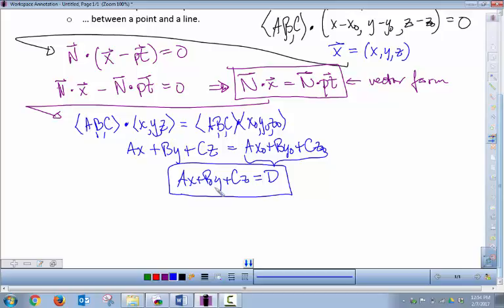Now that makes for an easy retrieval of the normal vector. If somebody gave you an equation of a plane and asked you what the normal vector was, all you have to do is look at the coefficients of x, y, and z, and that's exactly what the normal vector is. I think that is a really, really handy property to be able to use.